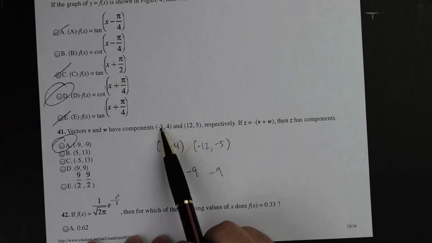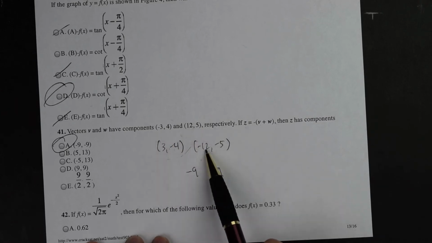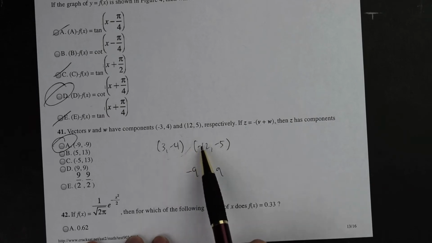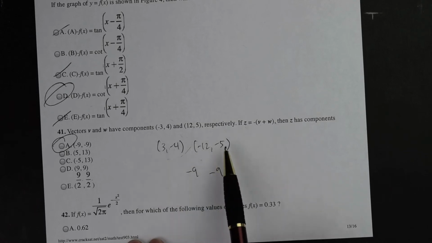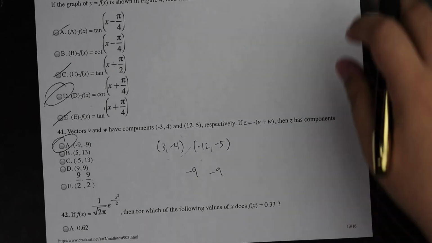And I just negated both of these values to make 3, -4, and I negated both of these, which is -12, -5, and I added the x coordinates together, and I added together the y coordinates. Thus 3 minus 12 is -9, -4 minus 5 is -9, and thus how I was able to get to the answer A. And that concludes my explanation for number 41.